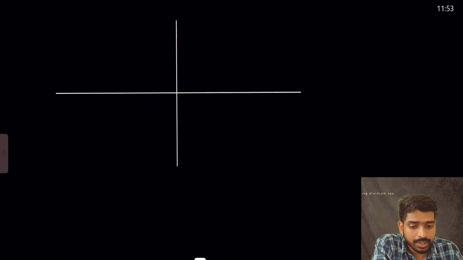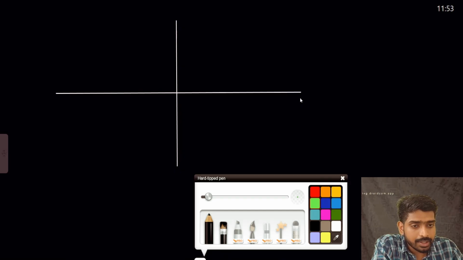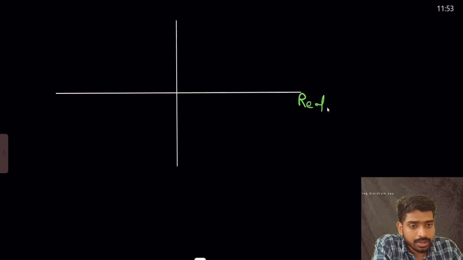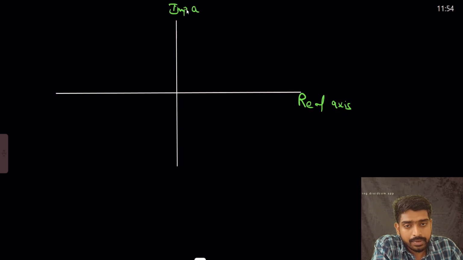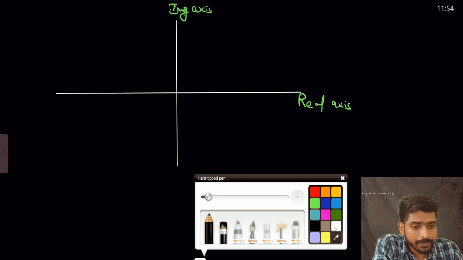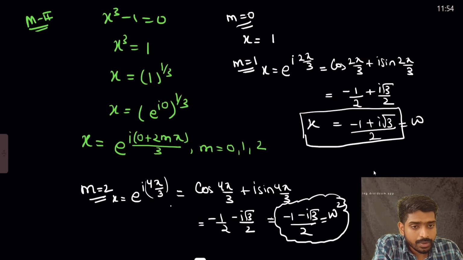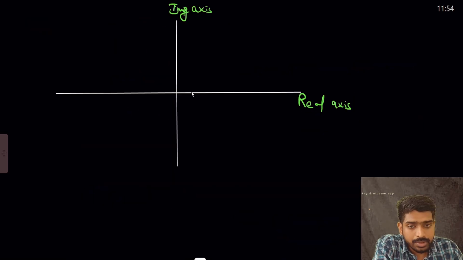Here we get an equilateral triangle. Here 1 is my real axis, and this is the imaginary axis. Where does the complex number 1 lie? It is a real complex number, right? So it will lie on the real axis at some distance. Suppose this is my complex number 1, the point 1 comma 0.